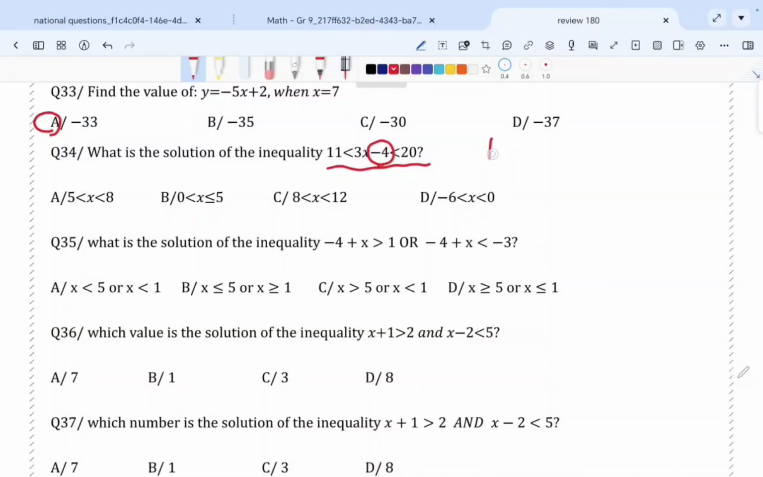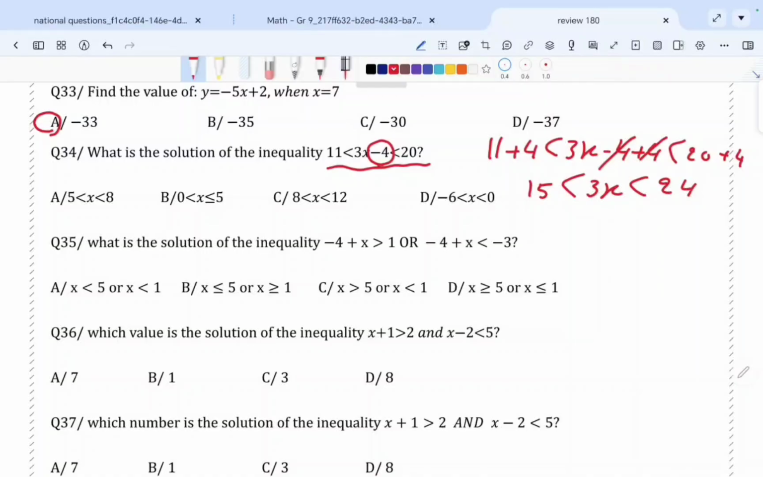So it will be 11 plus 4, 3x minus 4 plus 4, 20 plus 4. Okay, 11 plus 4 equals 15. Negative and positive 4 cancel each other, 3x remains. 20 plus 4 equals 24.